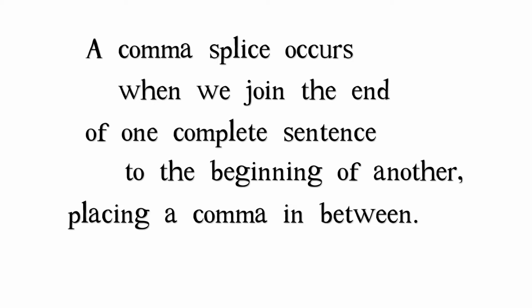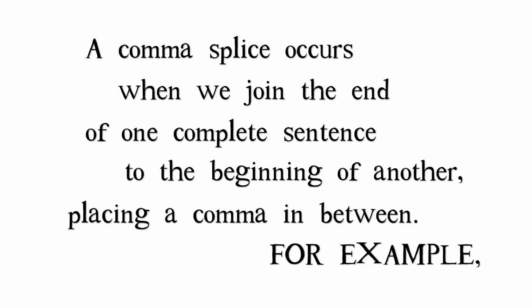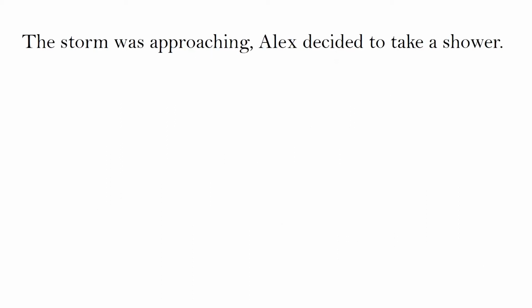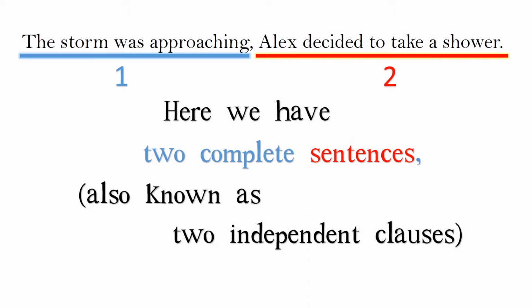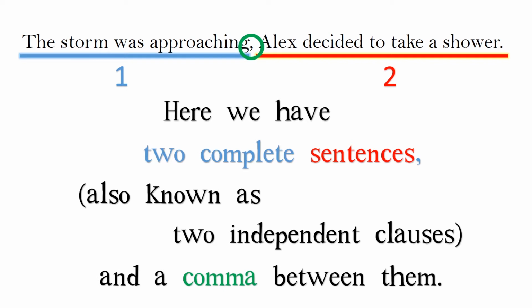For example, the storm was approaching, Alex decided to take a shower. Here we have two complete sentences, also known as two independent clauses, and a comma between them.